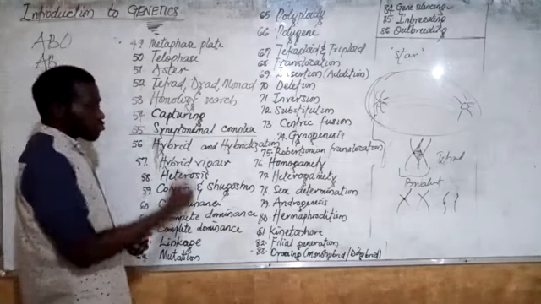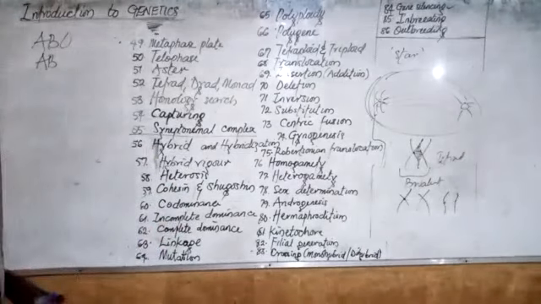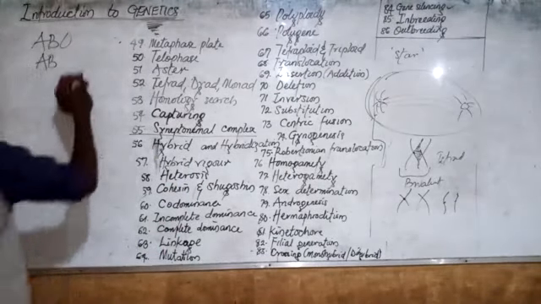While incomplete dominance is what we call gene blending.